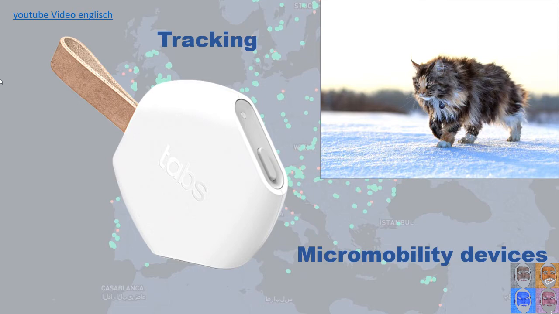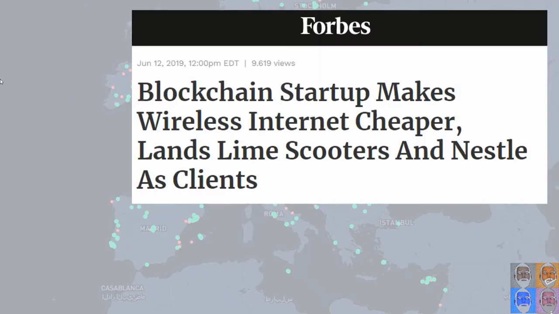Or as I already explained in the beginning, the micromobility devices are very common and used already today, exactly like the scooters, or the kind of stuff to send from the heating calculations. Then the blockchain startup makes internet cheaper, with Lime Scooter and Nest as clients. So you can see there is already news from 2 years ago.